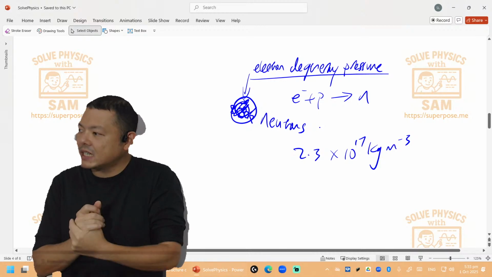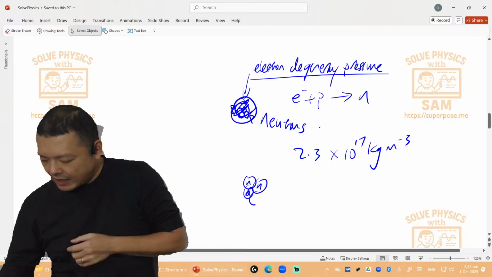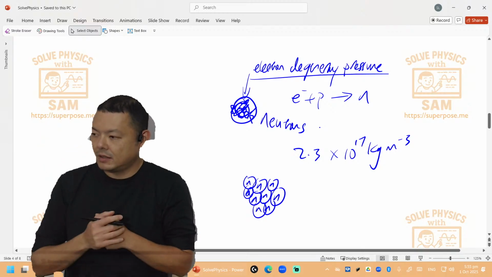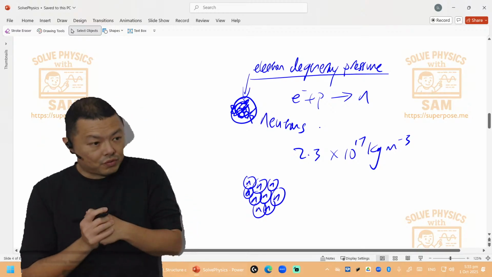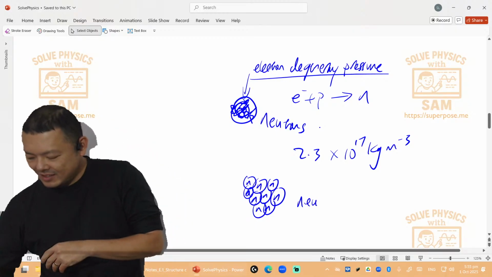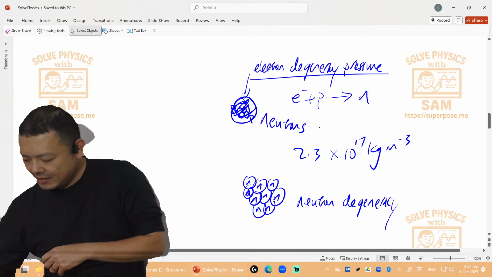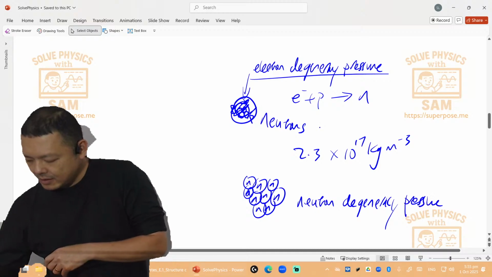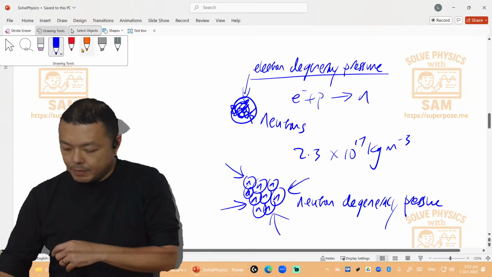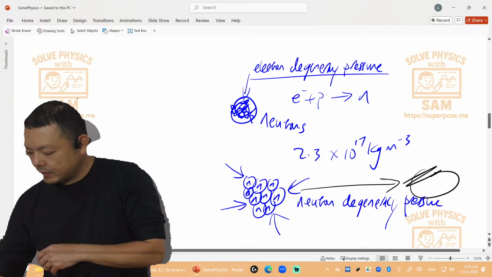Could you crush it even further? So if you had a whole ball of pure neutrons, and you crush it even further with gravity, it means the gravity's strength is so strong that you've gone past the neutron degeneracy pressure. If you manage to crush past the neutron degeneracy pressure, it will become a black hole.